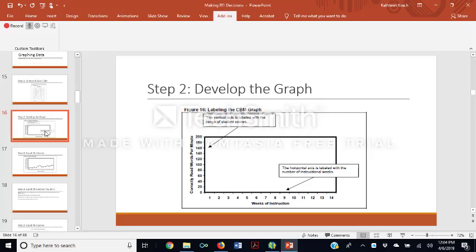So when you go to develop the graph, you want to have the data that you collected on the left-hand side and then the time across the bottom. You'll notice here in this example, it was words per minute and weeks of instruction. It is beneficial for you to make sure that when you put the time, it's regular increments that make sense, or that's readable by the person.